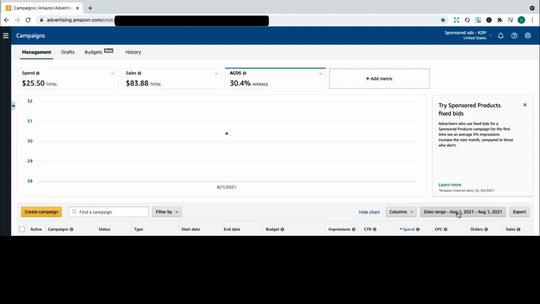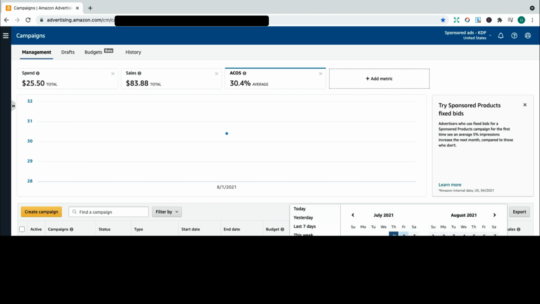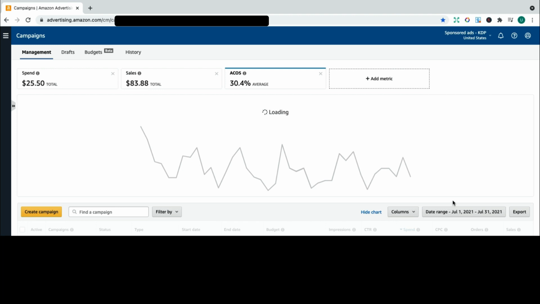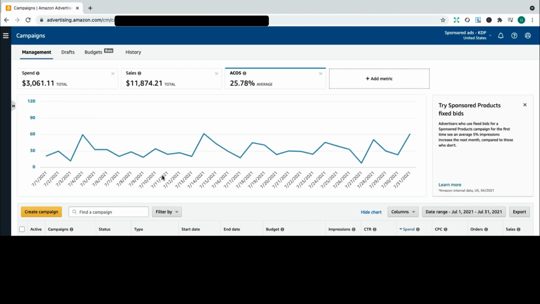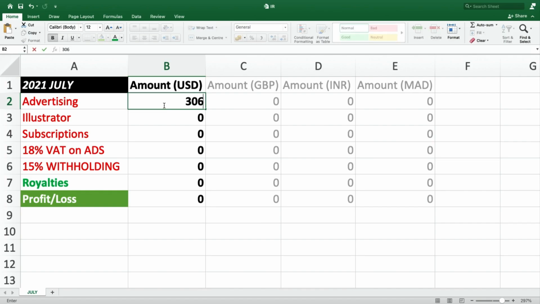So this is 1st August. Let's change it to July 1st to July 31st. So the advertising cost was $3,061. The average ACOS was 25.78%. We can see the ACOS being volatile. Alright, so advertising cost was $3,061. The average ACOS went above 20% because I started quite a few new ad sets.